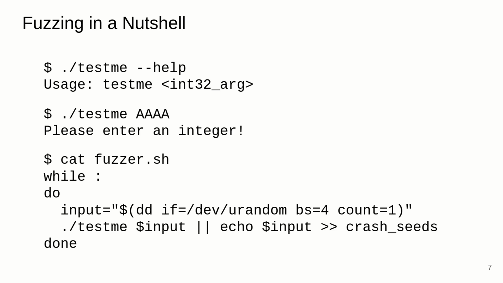While we still have cycles, do the following. Read 4 bytes from urandom and store it in this input variable. And then run test me with this input, and if it crashes, that's the double pipes, then echo the input that triggered the crash into the file that records all the crashing seeds.